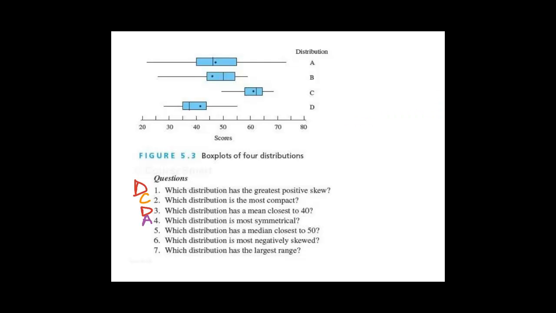And question 5. Which distribution has a median? Remember, that's represented by the vertical line closest to 50. So here's 50 on the horizontal axis. Draw that one up, and it's immediately apparent that distribution B is the correct answer because its vertical line is almost smack dab, if not on, the score of 50.